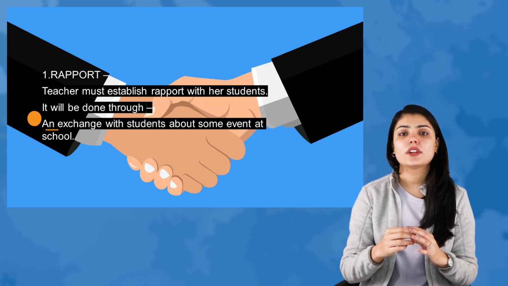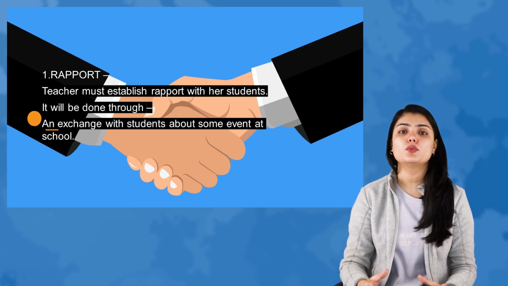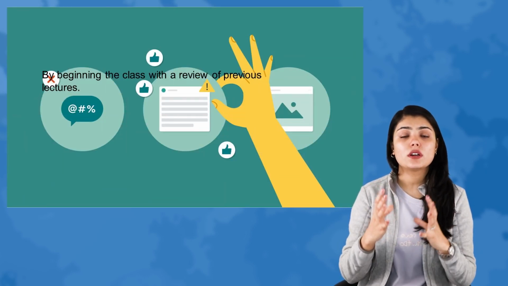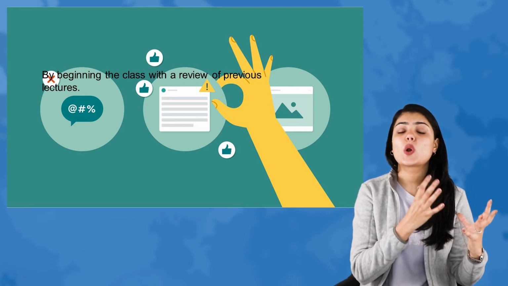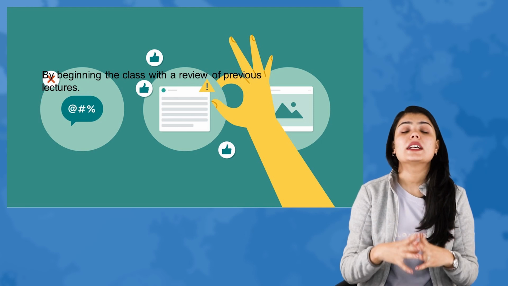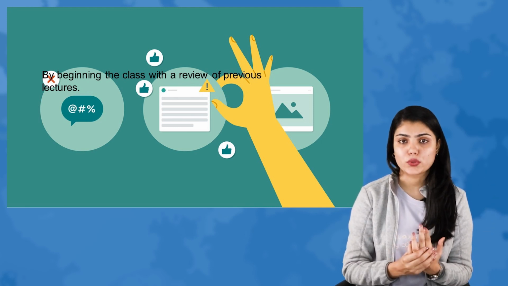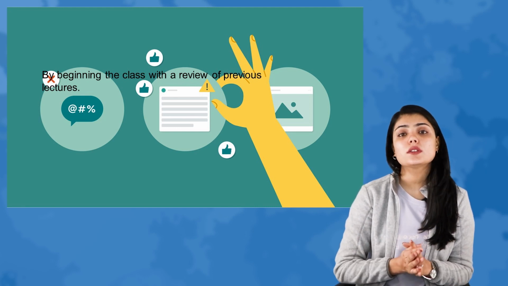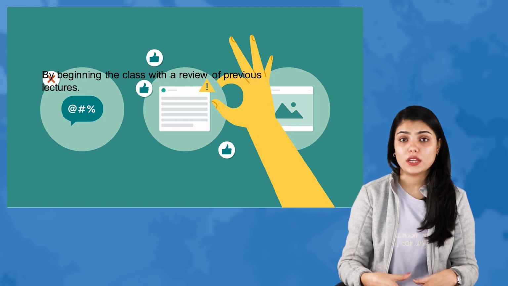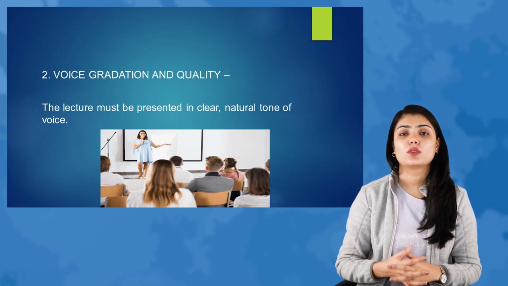Now, how can a teacher effectively establish a rapport with the students? The teacher must talk to the students, or the teacher must review the older concepts or older lectures that were delivered. By beginning the class with a review of the previous lecture, the teacher can establish a rapport with the students, or the teacher can also discuss or talk about an event that happened in the school or college. Alright? Next one we have voice gradation and quality.